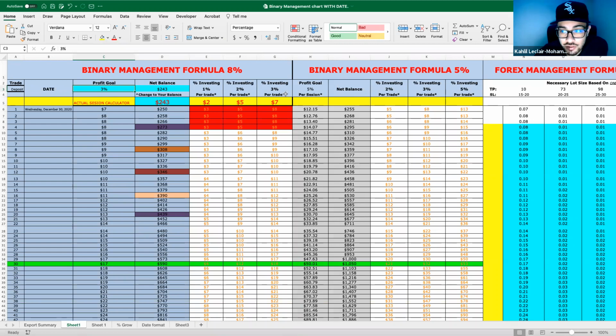Now, let's say that your daily goal was 3% of this number. Everybody following me here? Let's say your daily goal was 3% of this number. Does that make sense? Here is what your days would look like.